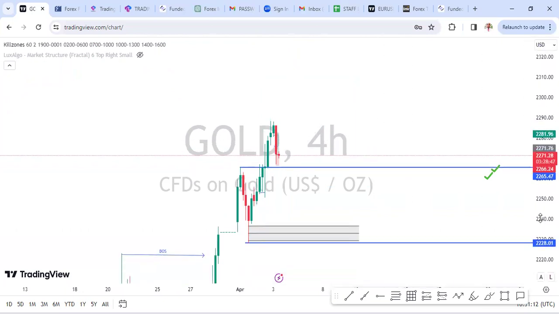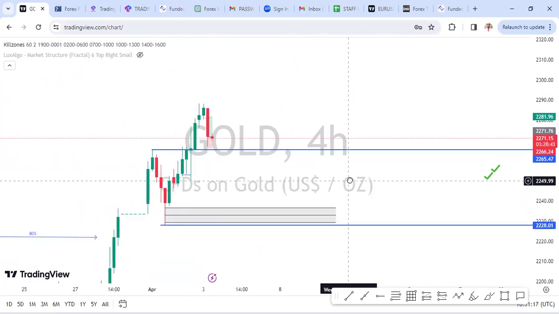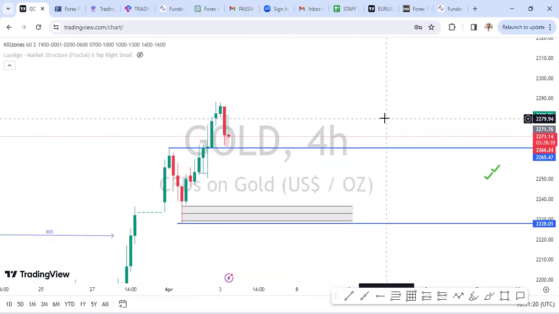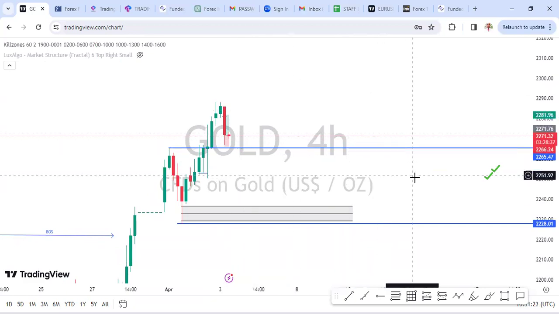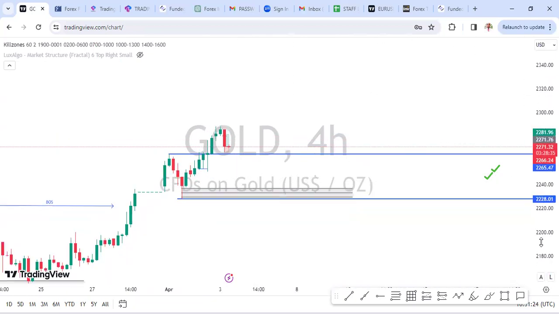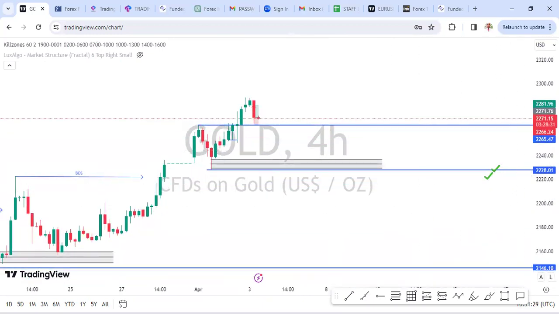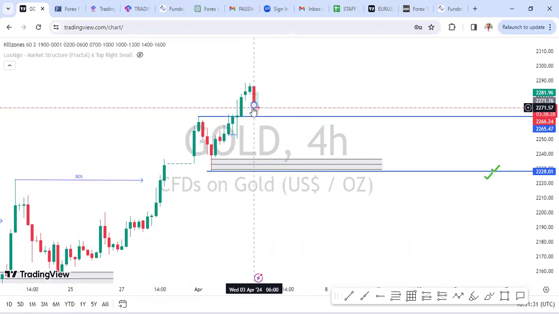To buy gold. Maybe after the news. Let's see. So that is gold. Gold is breaking every structure and is pushing up. So it would be wise to position for a buy rather than a sell.